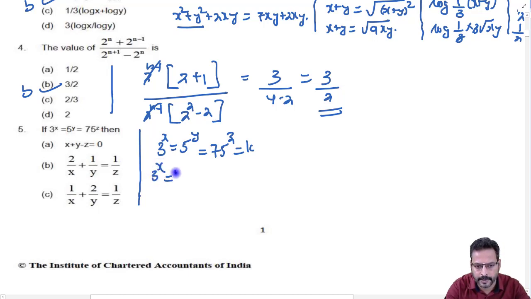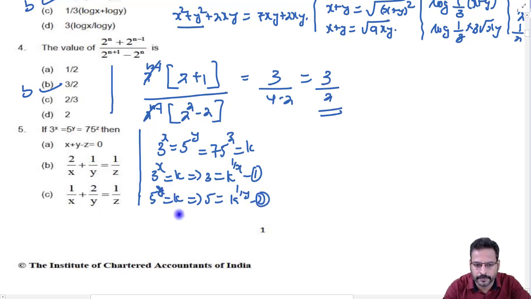3 raised to x equal to k, that implies 3 equal to k raised to 1 by x. So using properties of indices, we can write 3 raised to x equal to k, that implies 3 equal to k raised to 1 by x. Then 5 raised to y equal to k, that implies 5 equal to k raised to 1 by y, equation 2. Then 75 raised to z equal to k, that implies 75 is equal to k raised to 1 by z, equation 3. Okay.